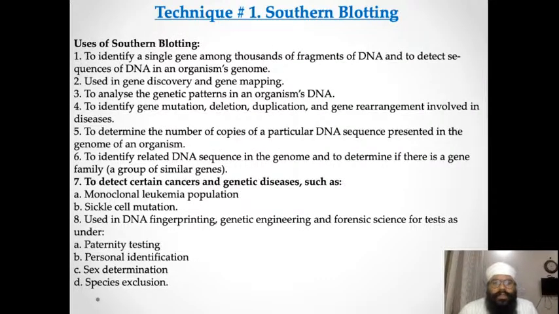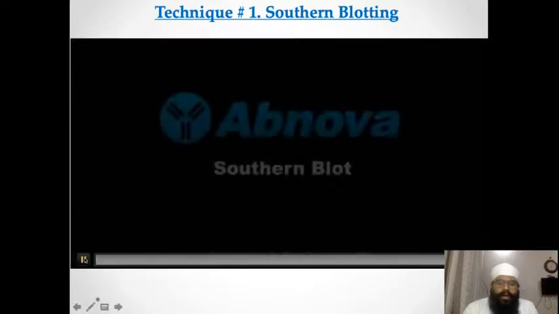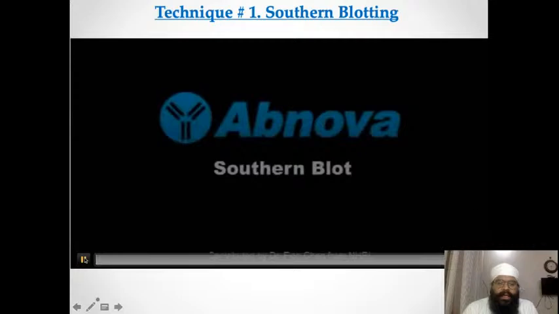So we use it to detect cancer and genetic diseases like molecular leukemia, sickle cell mutations, and it is used in DNA fingerprinting, genetic engineering and forensic science for tests such as paternity testing, personal identification, sex determination, and species exclusions. So let's start with the Southern blotting technique, how it is done.